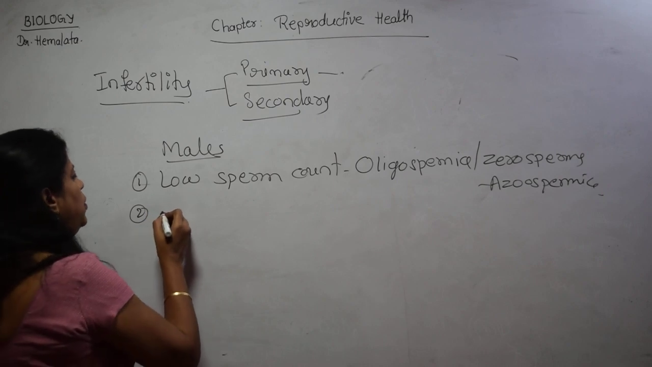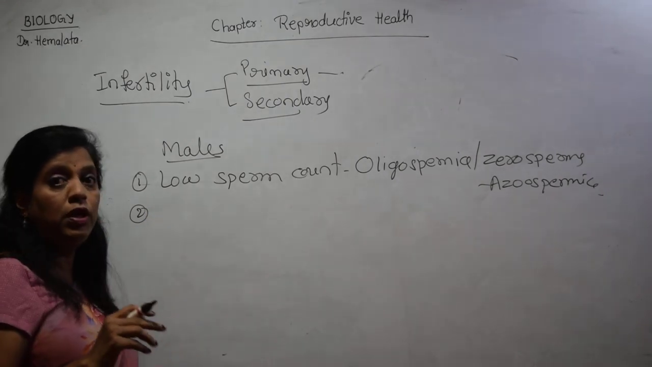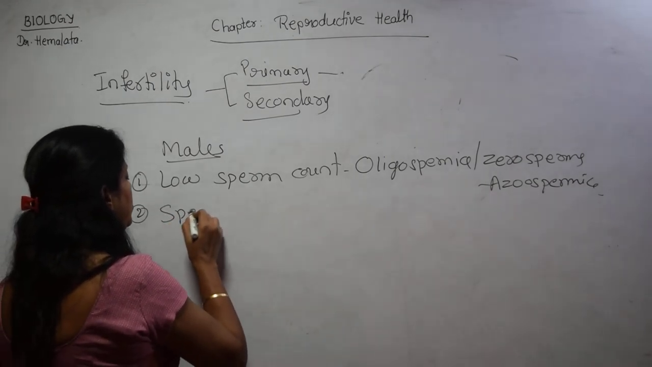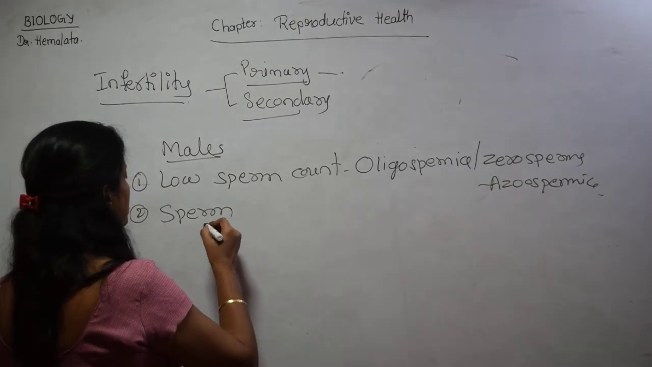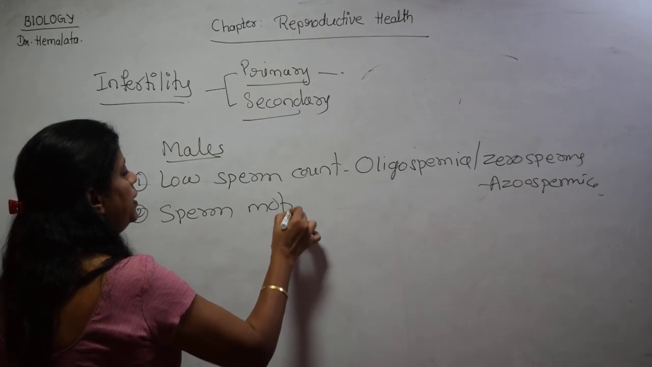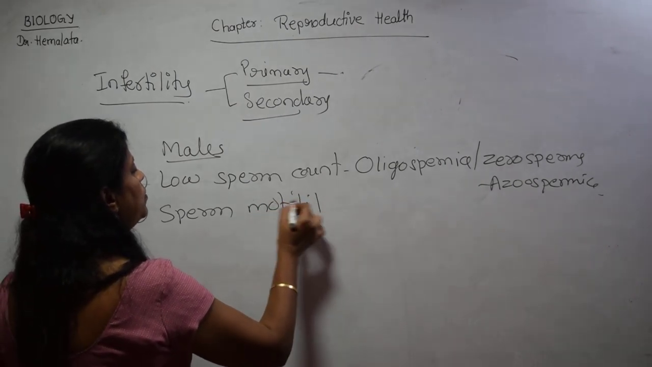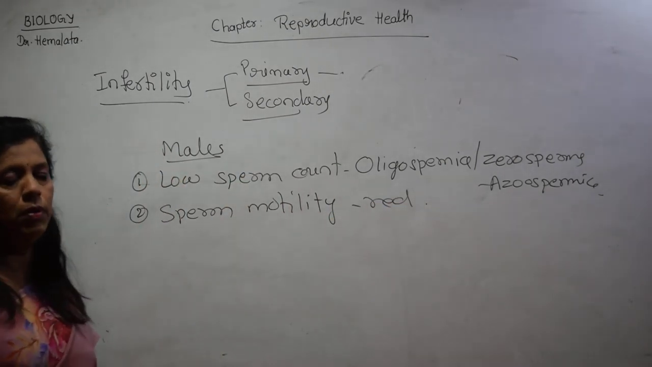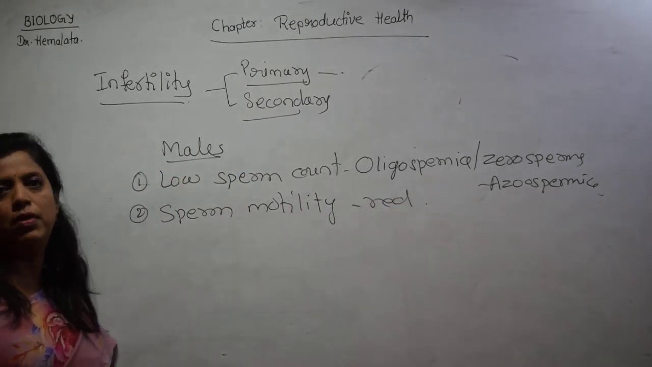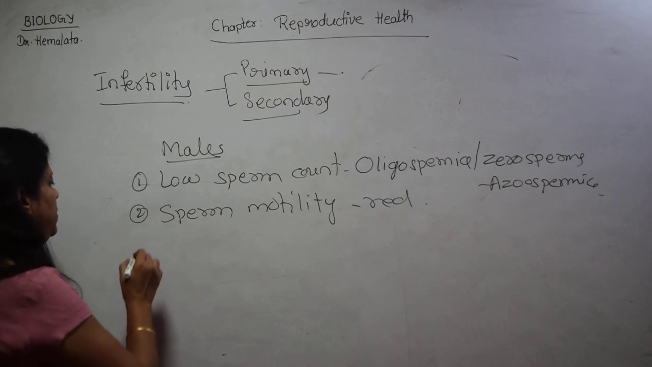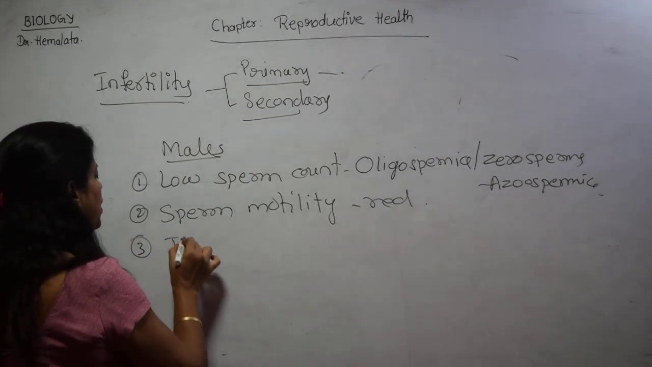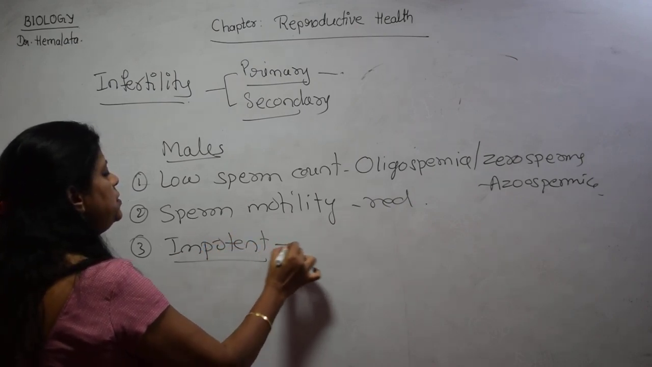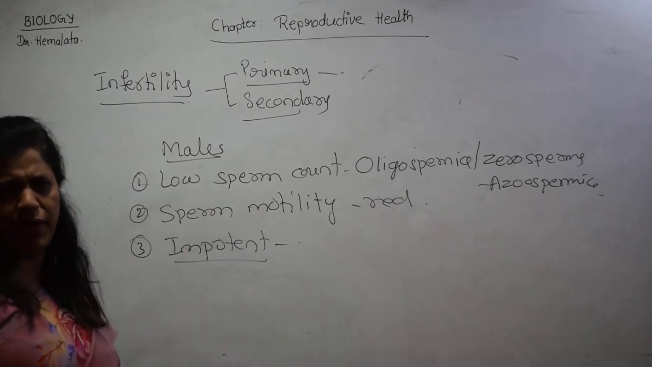Oligospermia or azoospermia means there is very little or no sperm at all in the semen. Second one, it is about the loss of motility. Sperm motility is low, right? So sperm motility also makes an important point here. If sperm motility is reduced, then also there is a problem for the men to remain fertile, right? Third one, they may be impotent. See, impotency is called so for many reasons.